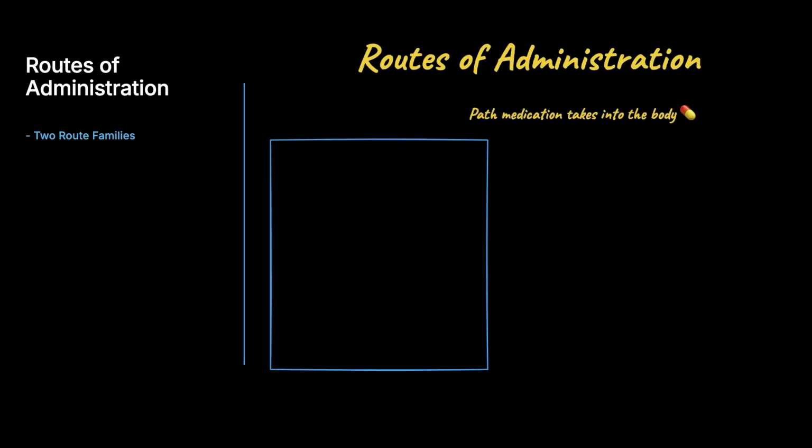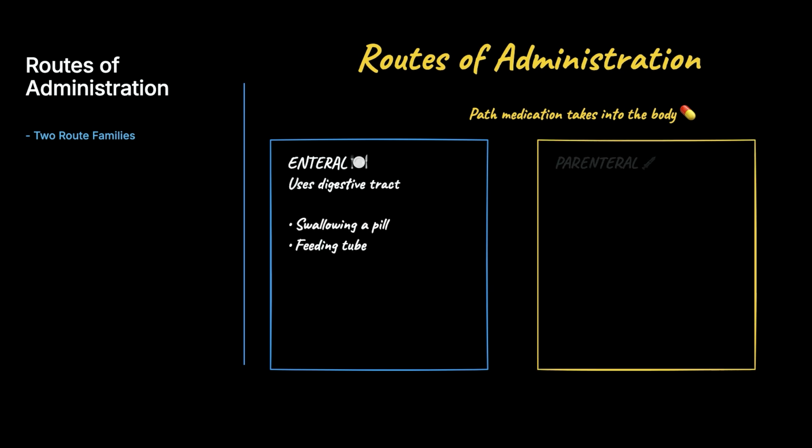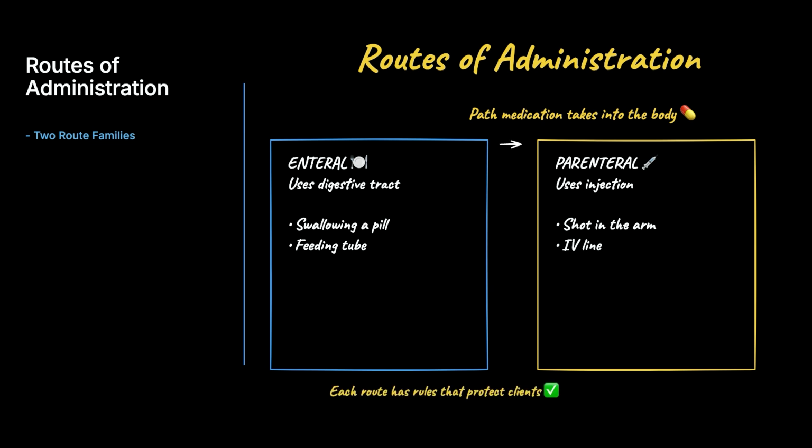Let us move into routes of administration, which means the path a medication takes into the body. Routes fall into 2 big families. Enteral routes use the digestive tract, like swallowing a pill or using a feeding tube. Parenteral routes use injection, like a shot in the arm. Each route has its own rules that protect your clients.